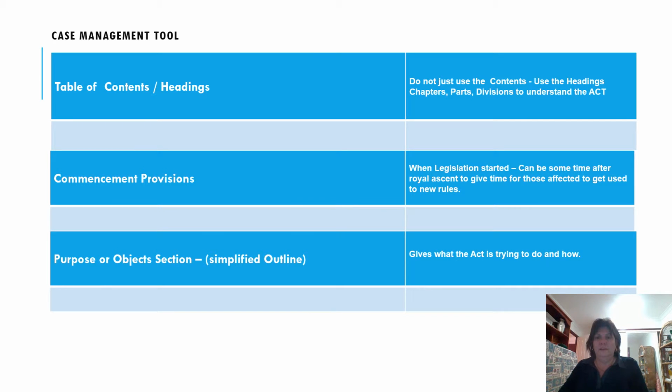Commencement provisions is a good idea to find out when legislation started. Can be some time after royal assent to give those who are affected by the law time to get used to new rules. Purpose or object section is a simplified outline. It gives what the Act is trying to do and how.